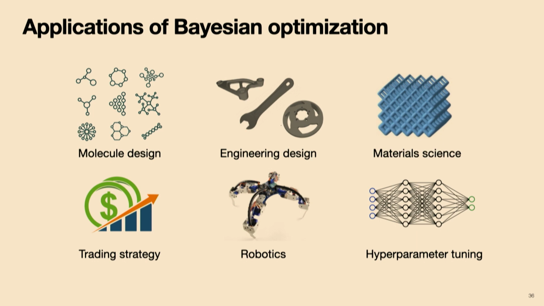Now, you can immediately see that this has potential applications in many different fields. One of them that we are really interested in is material science, but also, for example, in robotics, it's pretty powerful in tuning the hyperparameters for neural networks, in engineering design, trading strategies, and so on.